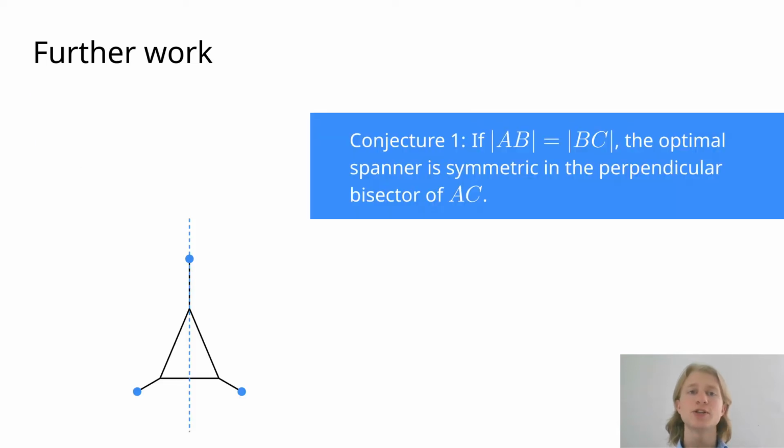From our simulations, we have made a few more observations. Our first conjecture, based on this experimental work, is that for isosceles triangles, the optimal spanner is symmetric in the perpendicular bisector of the base of the triangle. While we have proven this for the case where the spanner only contains a single Steiner point, we have not been able to generalize this to the case where the spanner contains a non-degenerate inner triangle.